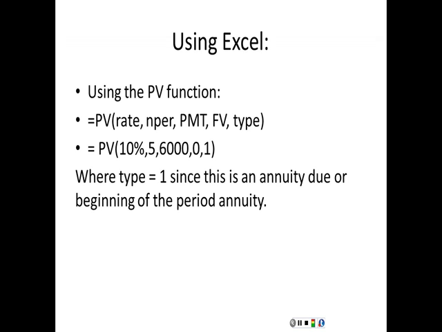Now in Excel, same approach here. We'd say 10% is the rate, 5 is the number of periods, 6,000 is the payment. But notice the type is 1 because this is annuity due. So it's the same idea. You've got to let Excel know that the payments are at the beginning of the period rather than the end.